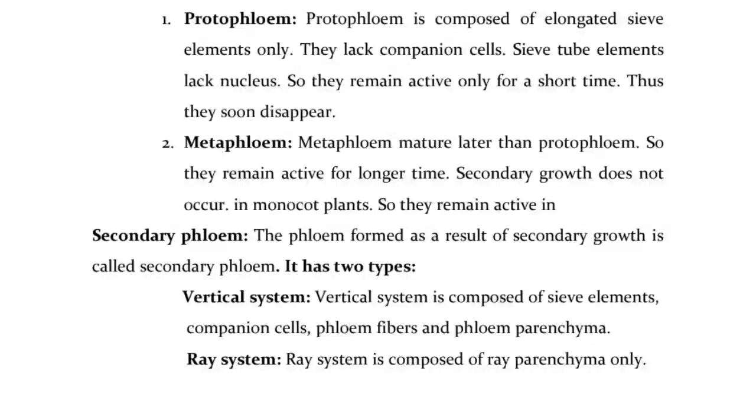Point 2. Metaphloem. Metaphloem matures later than protophloem, so it remains active for a longer time. Secondary growth does not occur in monocot plants, so metaphloem remains active there. Secondary phloem. The phloem formed as a result of secondary growth is called secondary phloem. It has two types. Vertical system. Vertical system is composed of sieve elements, companion cells, phloem fibers and phloem parenchyma. Ray system. Ray system is composed of ray parenchyma only.